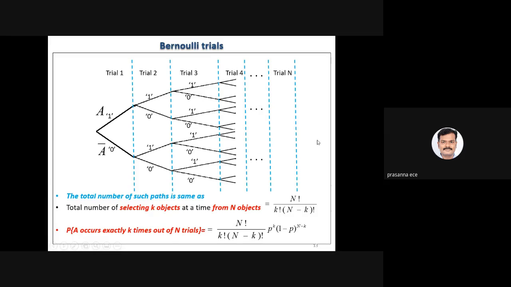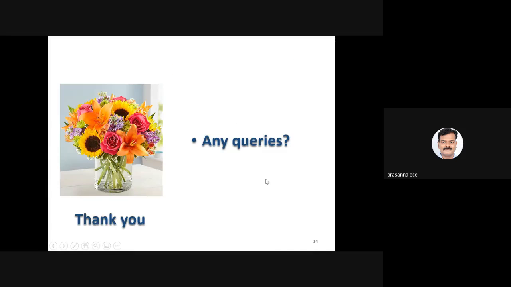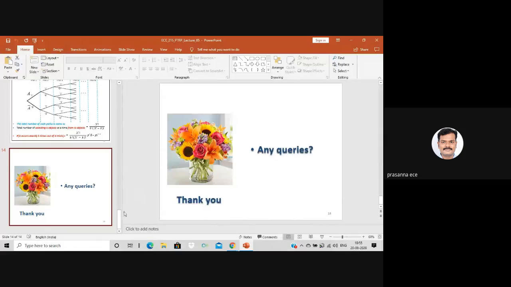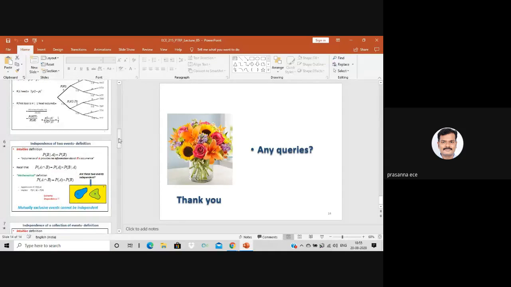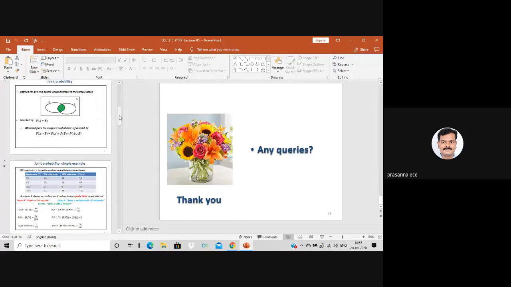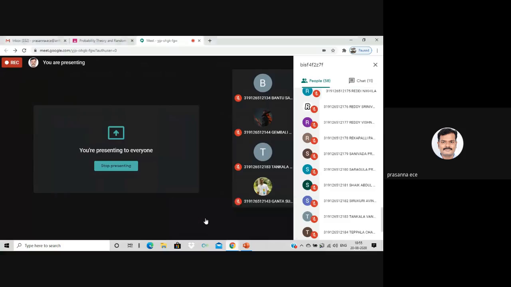Okay, so with this I end this session. Do you have any doubts in the session? What we have seen is what joint probability is. We have seen what independence is, the independence of two events, then we defined the independence of multiple events, and then finally we saw what a Bernoulli trial is.